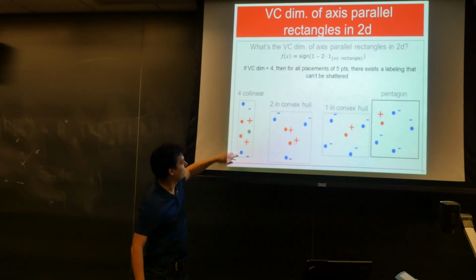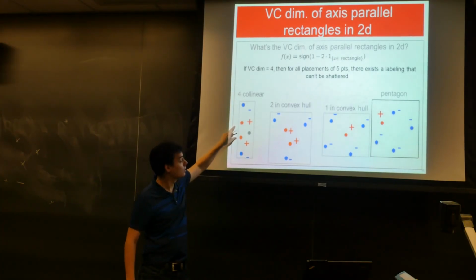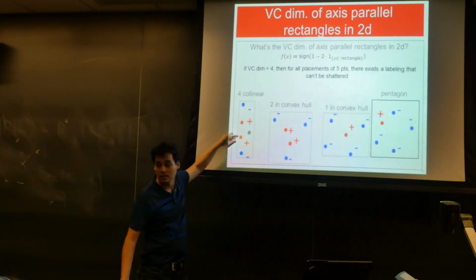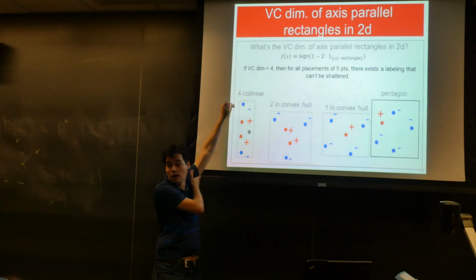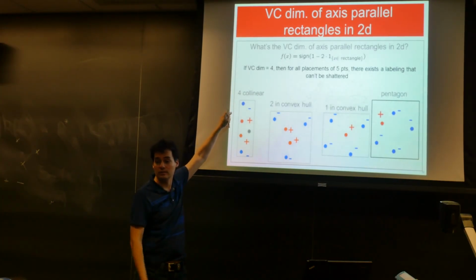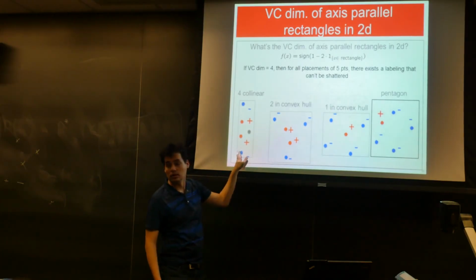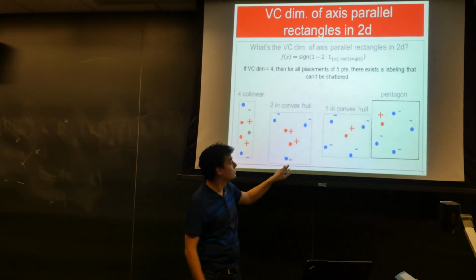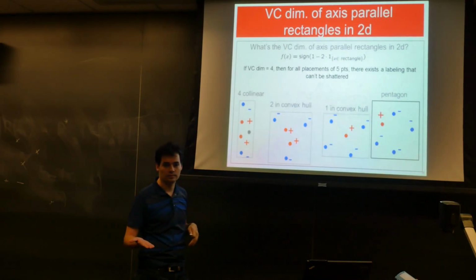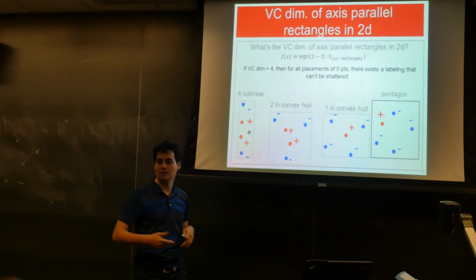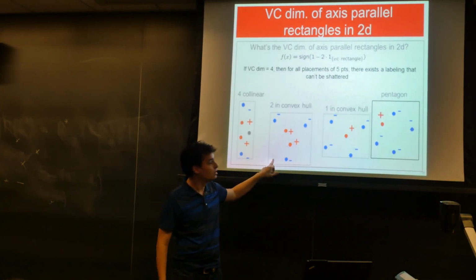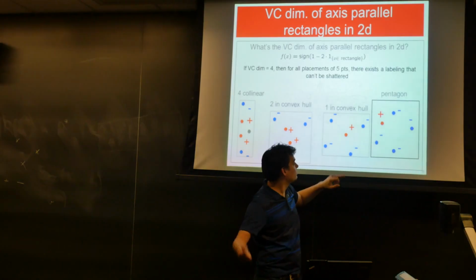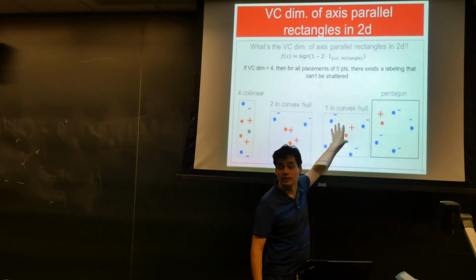For example, 4 points are collinear. I choose these 5 points this way. Then it turns out, if I choose these 5 points this way, my opponent can choose a labeling such that I wouldn't be able to fit a rectangle that's compatible with that labeling. If I choose the 5 points this way, again, you could choose a labeling that's not compatible. You could choose a labeling that I couldn't classify with my function class. If I choose these 5 points, again, my opponent could choose a labeling that I cannot fit a classifier to.